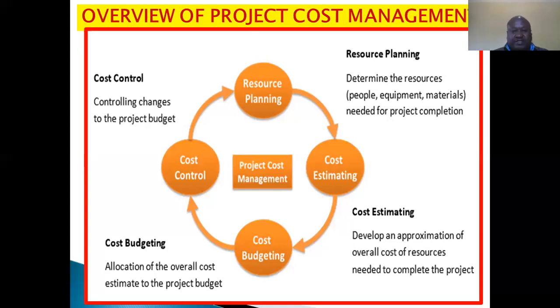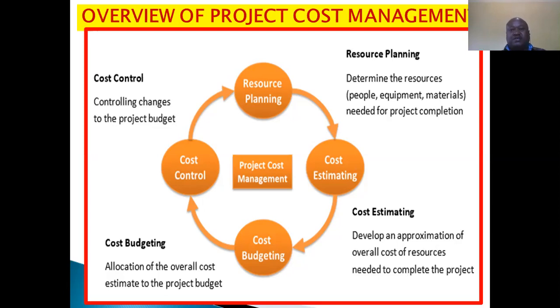In the center of our illustration is cost management. And this is how we're going to actually understand the overview of cost management. We start with resource planning. Resource planning, we determine the resources: people, who are the most important resources of any organization, equipment, like computers, projectors, and so on, and material needed for project completion.